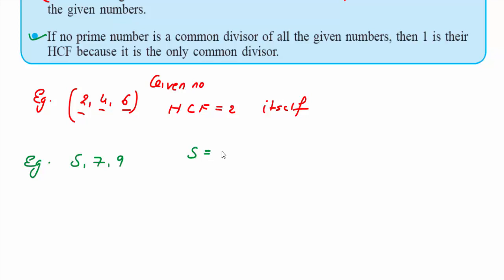The prime factors of 5, 7, 9 we can write as 1 multiply by 5. For 7 we can write 1 multiply by 7, and for 9 we have 1 multiply by 3 multiply by 3. So these are the prime factors. 5 and 7 are already prime numbers, 9 is a composite number, so we can write it as 1 multiply by 3 multiply by 3. Students, if you observe, there is no prime number common in all these three numbers.